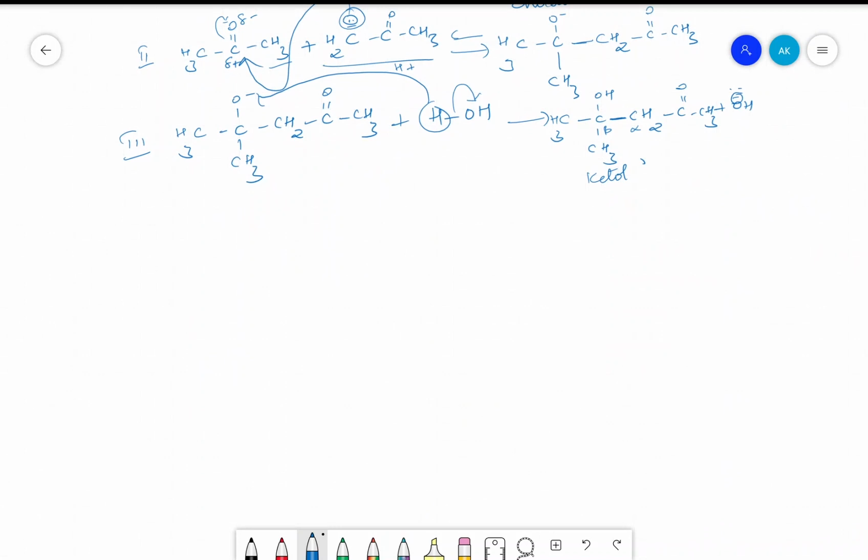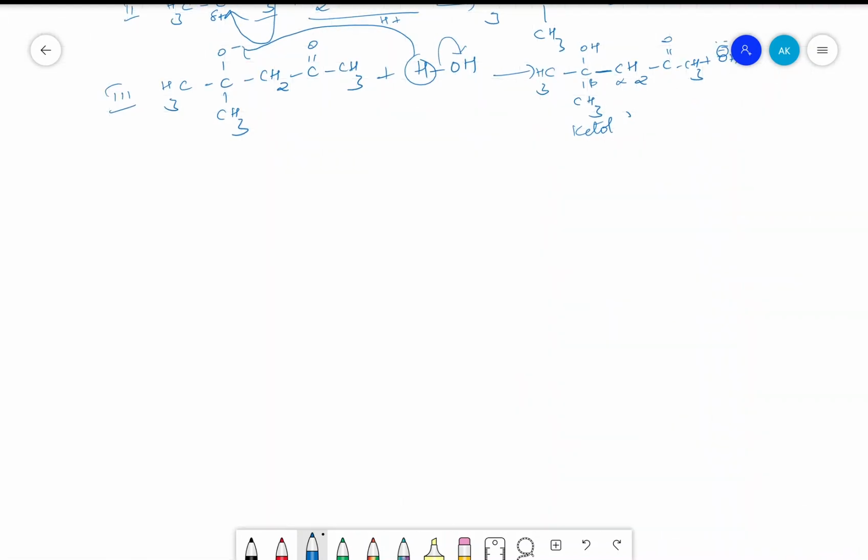The same way as aldol products undergo dehydration, ketol also undergoes dehydration. So the formed product, that is CH3 COH, CH3 CH2, I am writing as CHH, C double bond O CH3. OH and H will combine and will be removed as OH. OH will be in OH minus form, so this bond will shift here, and H will be removed as H plus. This bond will be shifting here, so unsaturation will be seen.